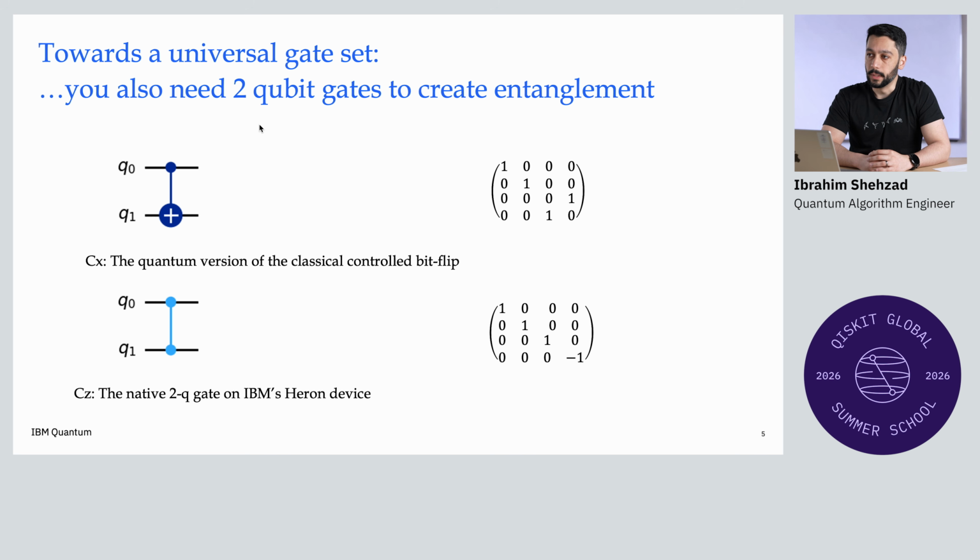Another useful 2-qubit gate is called the controlled Z, or the controlled phase flip gate, which is actually the 2-qubit gate that is implemented natively on IBM's latest Heron processors. And what this effectively means is that if you run a quantum circuit on an IBM Heron device, the 2-qubit gates in your circuit will always be converted into a combination that involves controlled Z or CZ gates.